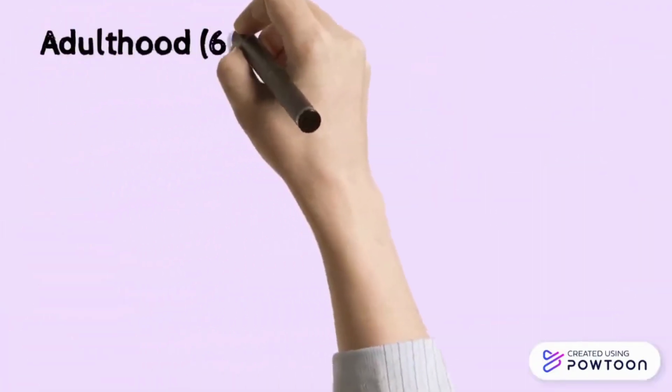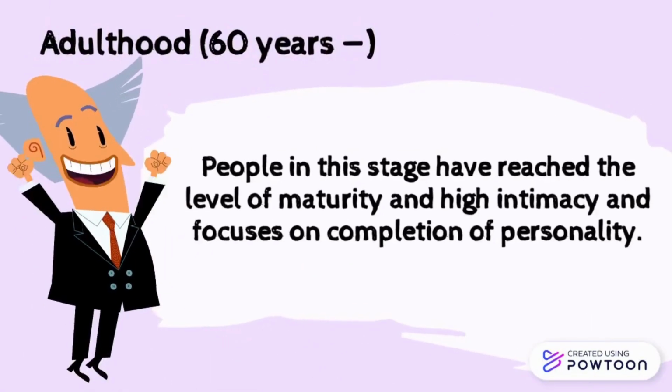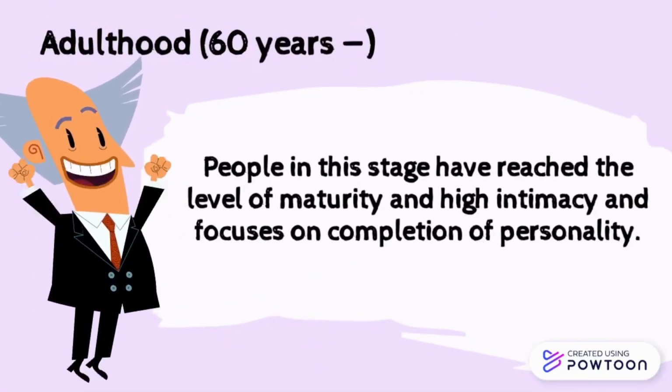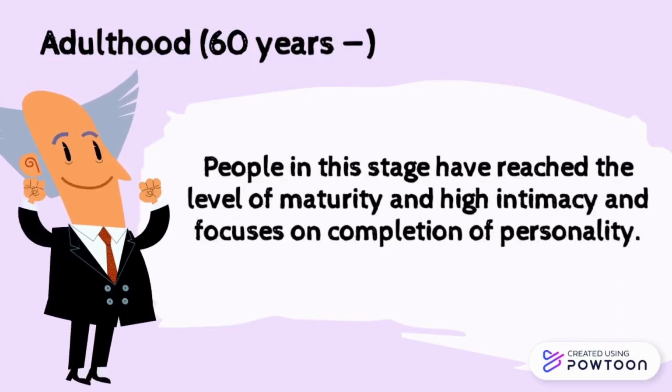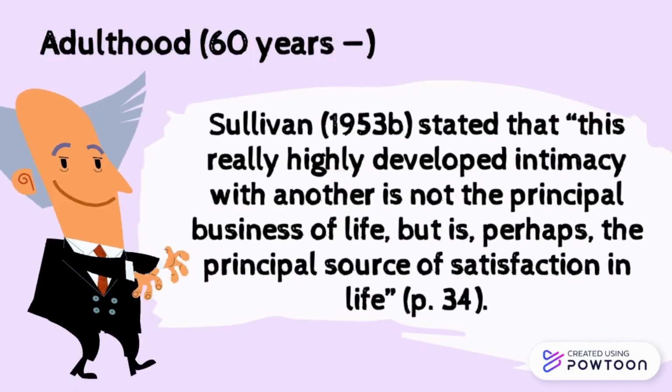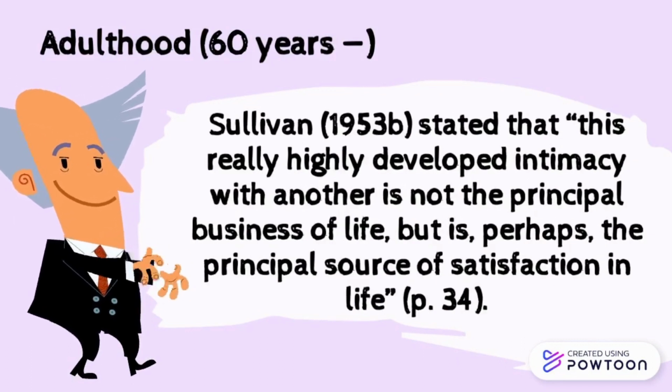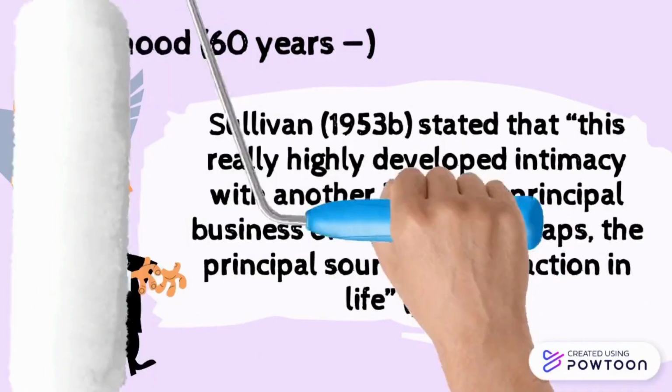For the last stage, we have adulthood from 21 to 60 years. People in this stage have reached the level of maturity and high intimacy and focus on the completion of personality. Sullivan stated that this really highly developed intimacy with another is not the principal business of life, but is perhaps the principal source of satisfaction in life.